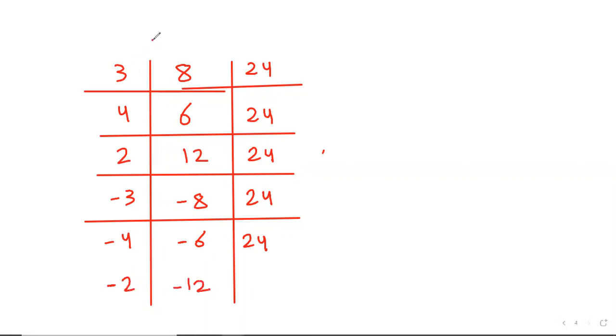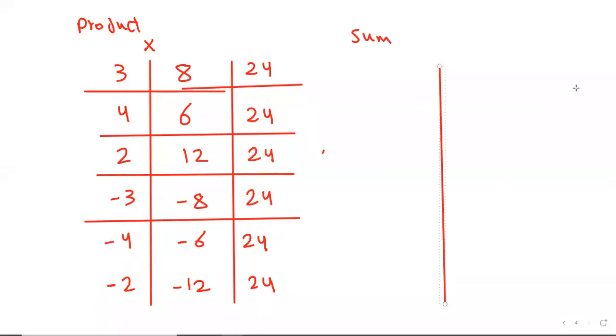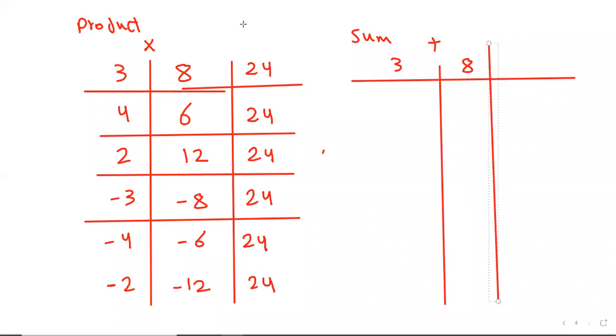When multiplying negative 2 by negative 12, negative times negative is positive, and 2 times 12 is 24. This is the product. What about the sum? What is the sum of 3 and 8? 3 plus 8 equals 11.